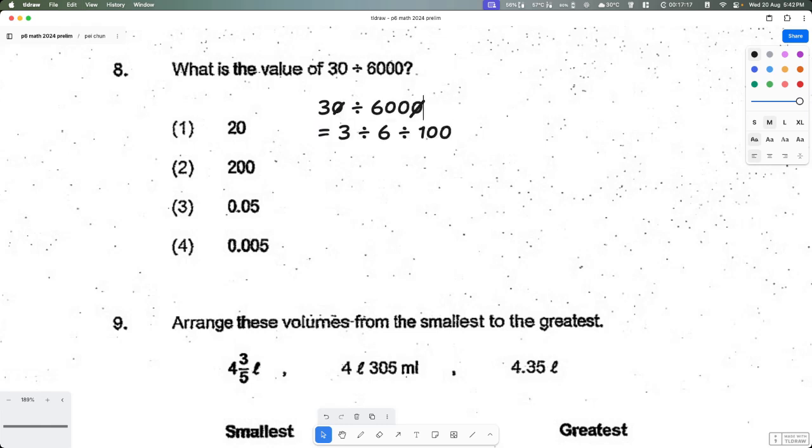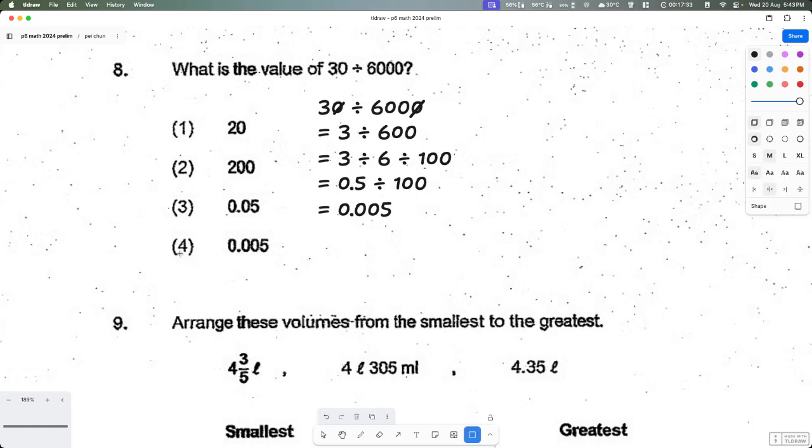Okay, so 3 divided by 6 is 0.5, divided by 100. Then you put 2 decimal places, which is 0.005 in this case over here. So the answer is option number 4. Okay, let's move on to the next question.